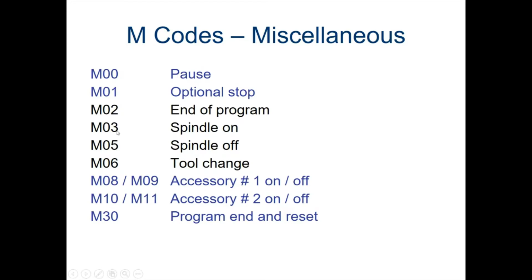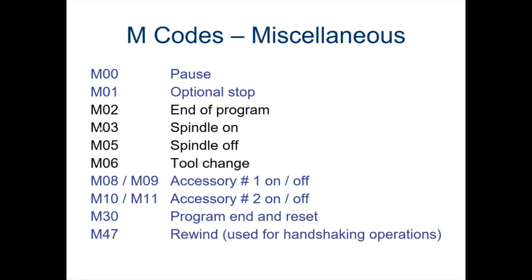M03 turns the spindle on, so that's going to turn on the tool head, so it's going to start spinning it so that you can actually cut something. If you have not turned that on, we're going to have problems when you go down and try to cut, so you want to make sure you do that. M05 turns the spindle off. We'll use that towards the end of the code, or if you're just going to be moving and you don't want the spindle spinning while you're moving things around, you can use that then as well.